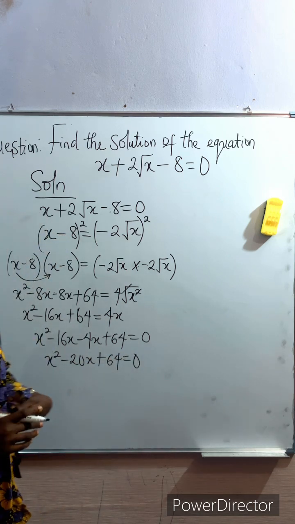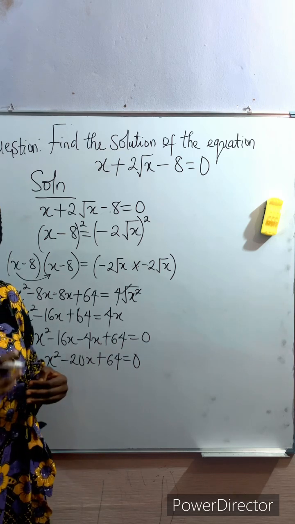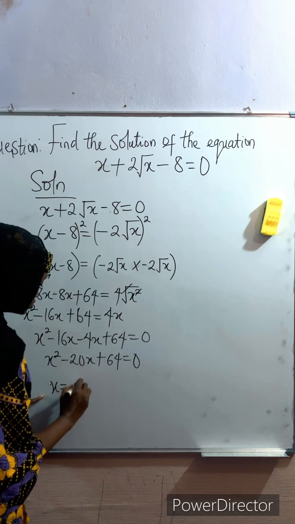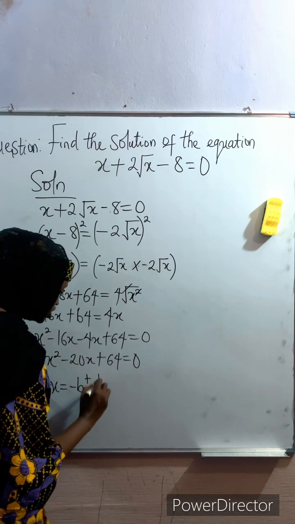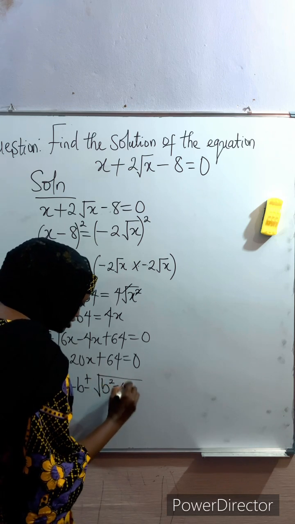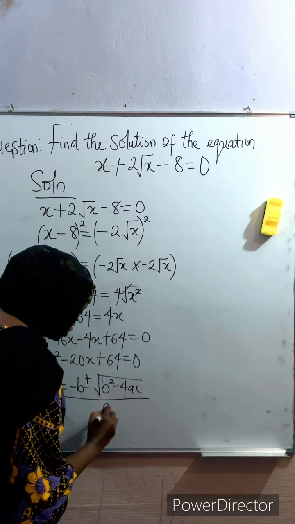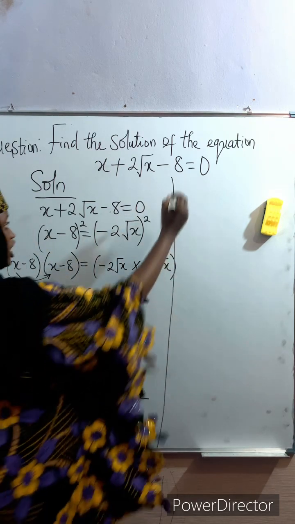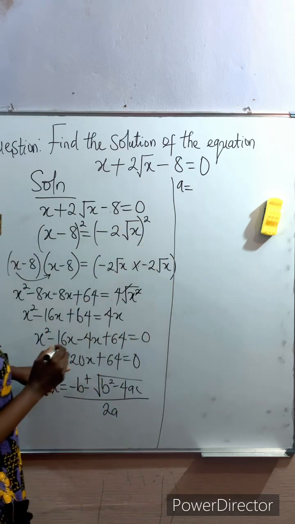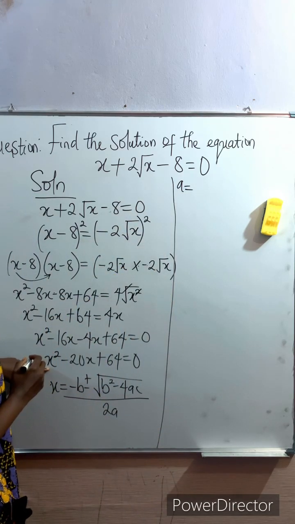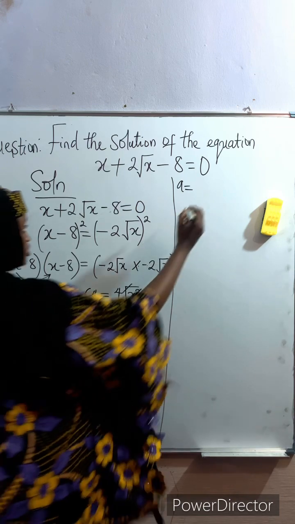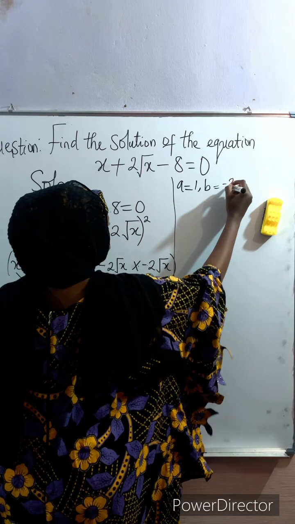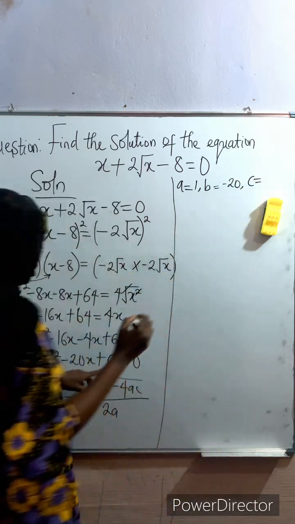So from this point, we can introduce what we call the almighty formula or the formula method. Let's test the formula, which is x is equals to minus b plus or minus square root of b squared minus 4ac all over 2a. So let's bring out our parameters from this point. We have our a to be equal to, the a is the first number here, the coefficient of x squared here is 1. So our a is 1. B here is minus 20. So b is equals to minus 20 and c is equal to 64.